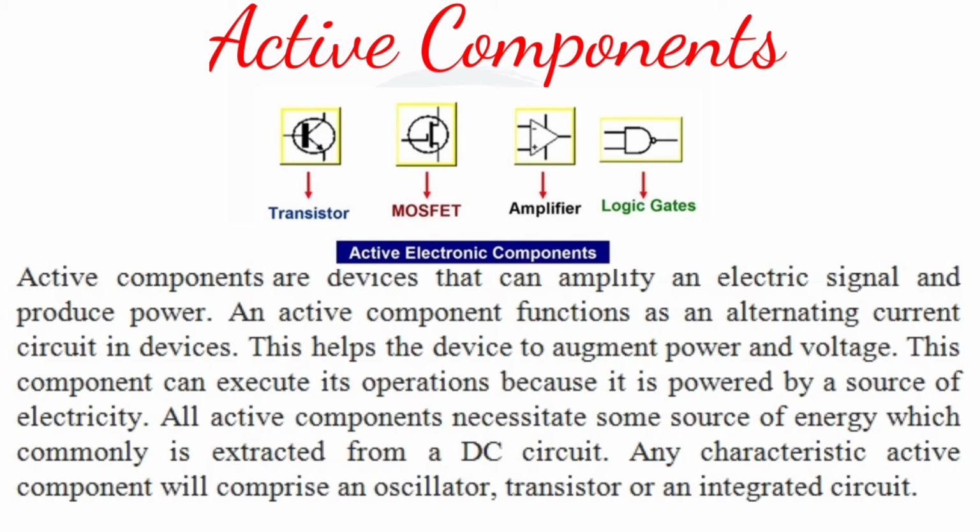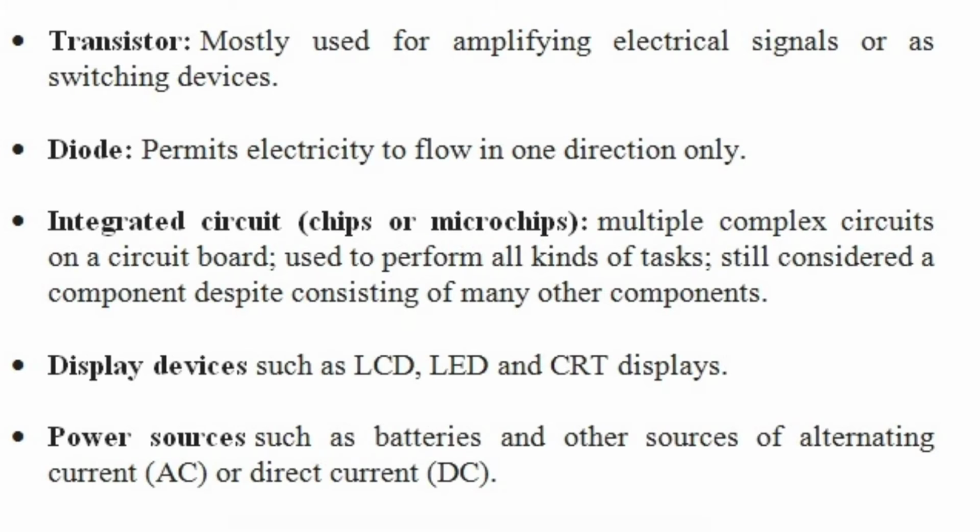Any characteristic active component will comprise an oscillator, transistor or an integrated circuit. Transistor, mostly used for amplifying electrical signals or as switching devices. Diode, permits electricity to flow in one direction only. Integrated circuit, chips or microchips, multiple complex circuits on a circuit board, used to perform all kinds of tasks, still considered a component despite consisting of many other components.